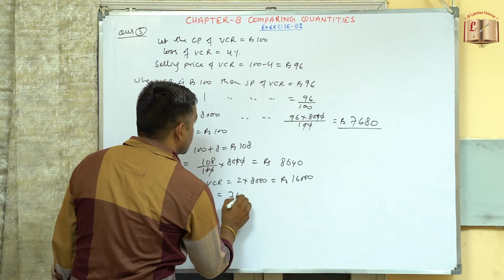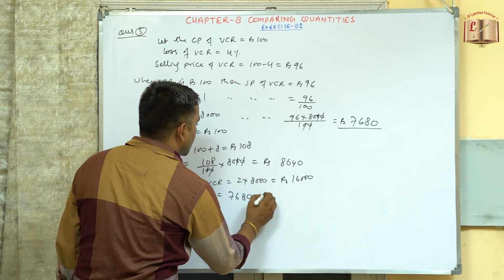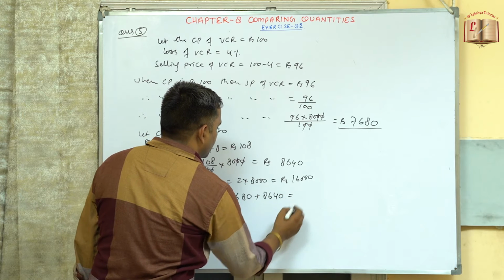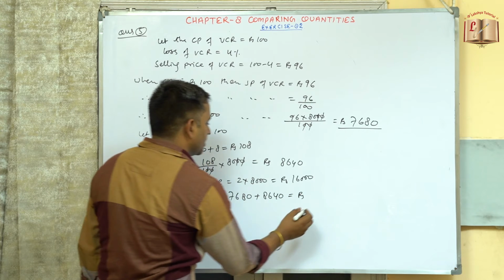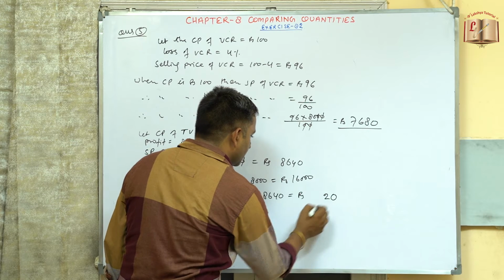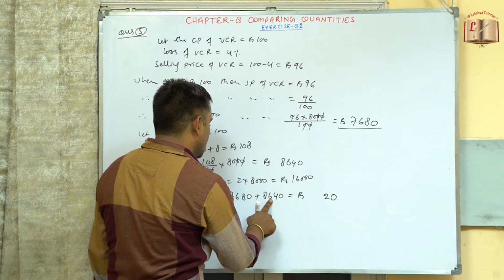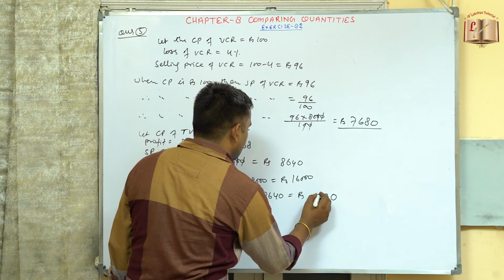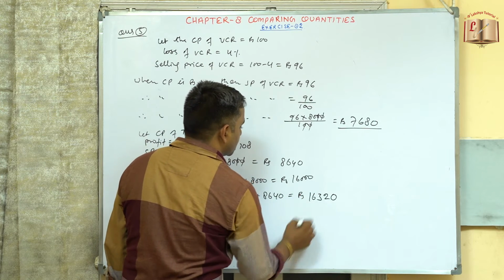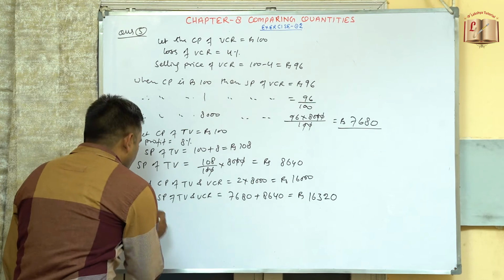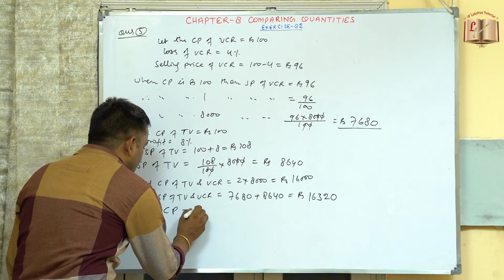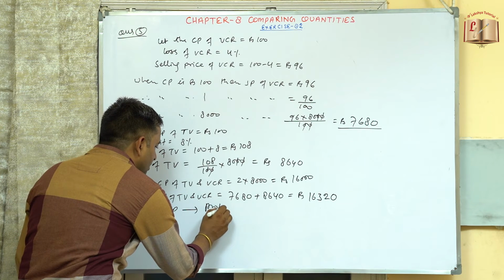So this will be equals to now 7680 plus 8640. Now we'll add this up, so it will be now 0 and 4 plus 8 12, carry 1, 6 1 7, 7 and 6 13, 3 carry 1, 8 8 16. So 16,320. So since the SP is greater than CP, it is leading to profit.